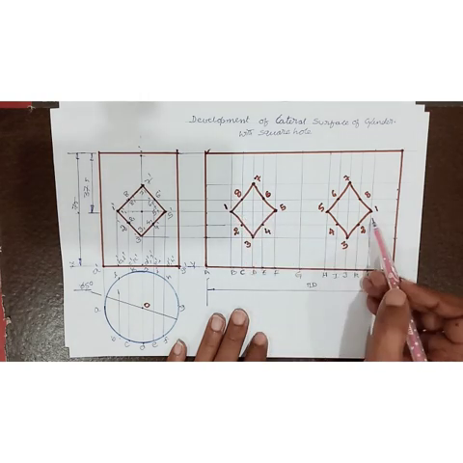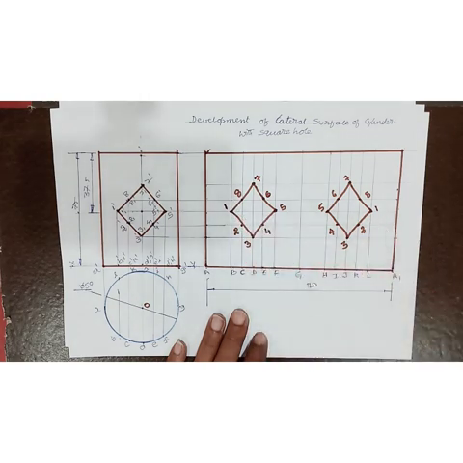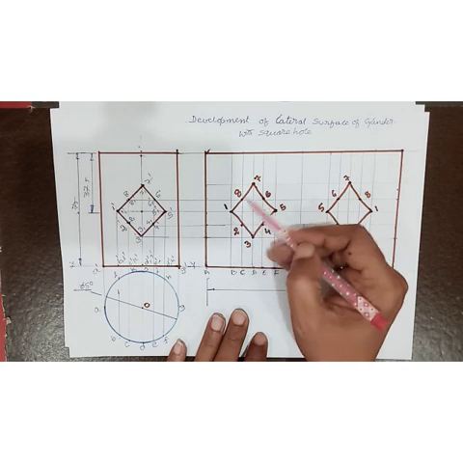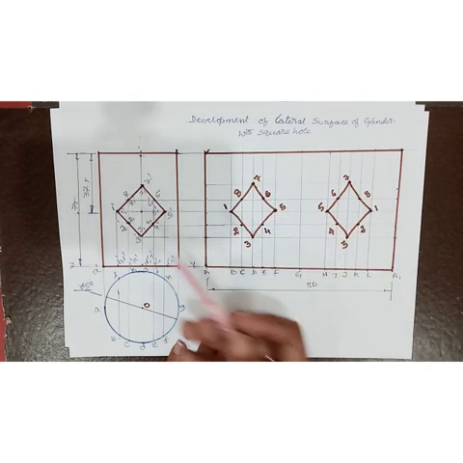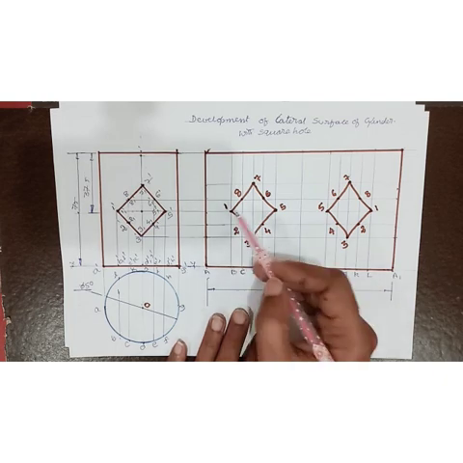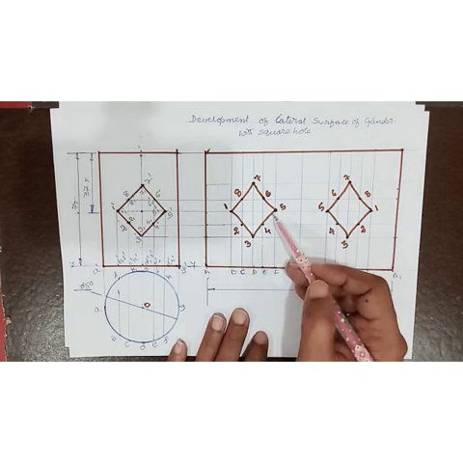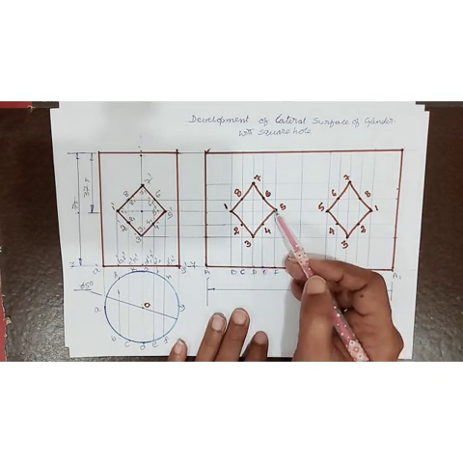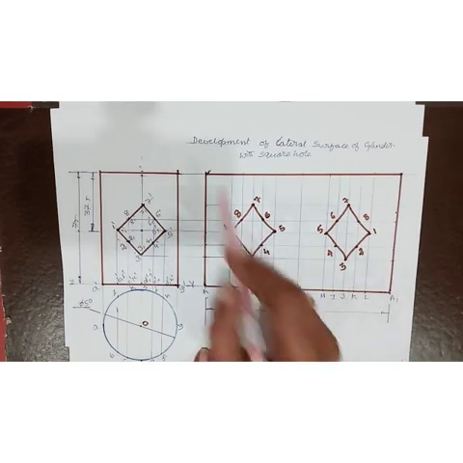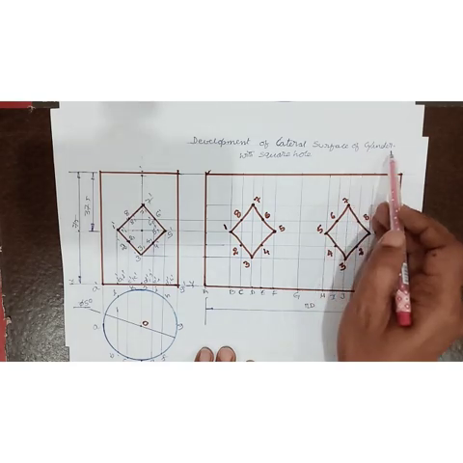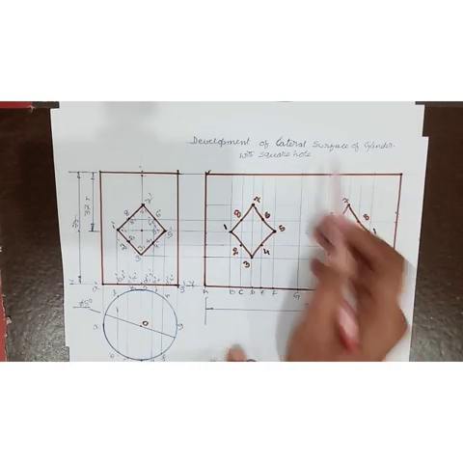Here as well as there. Here it's a freehand curve. Because it's a curved object, that's why we have to draw a freehand curve. These points are not to be joined with a scale. Now this is the development of the lateral surface of the cylinder with square hole.